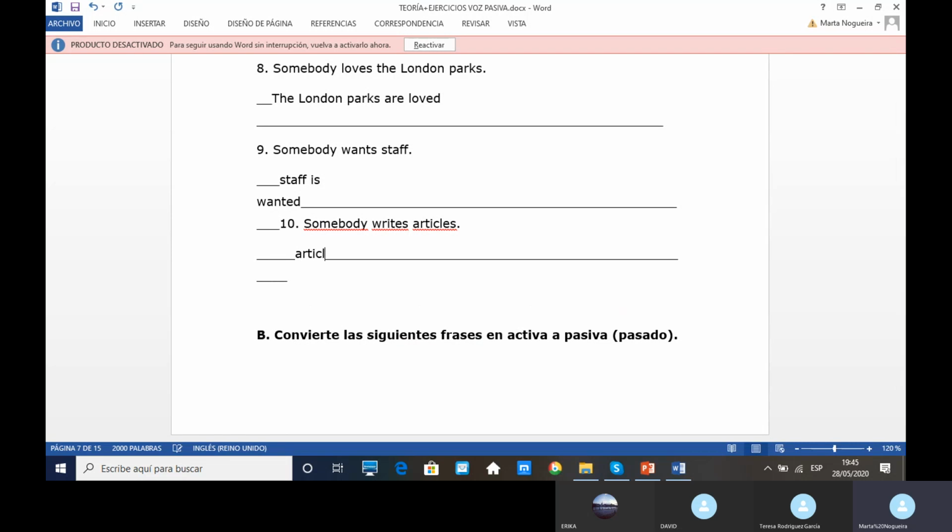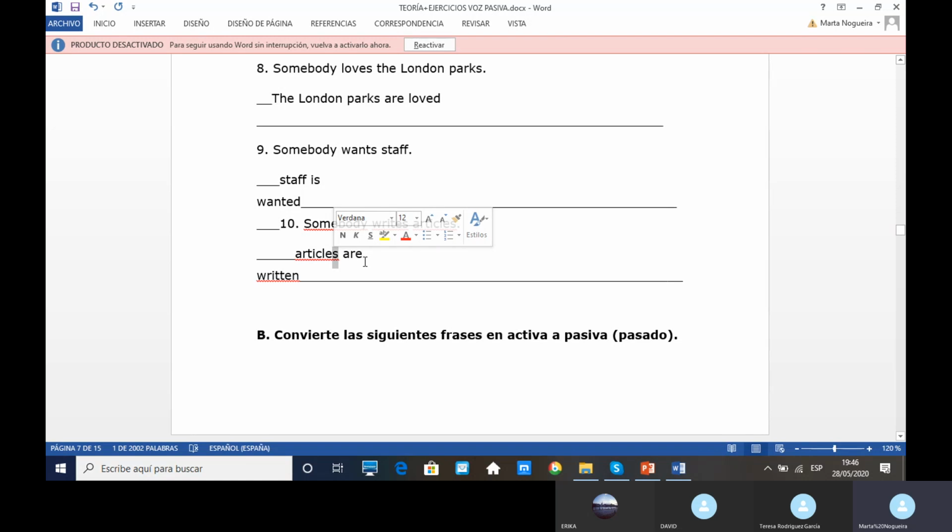Somebody writes articles. Articles are written. Okay. So be careful. That is why I told you to be careful with the conjugation, because somebody writes articles. This is the third person. But when you pass it, if you have an S in here, you have to put it in the plural. Okay, articles are written. Alguien escribe artículos. Artículos son escritos. Vale, por alguien. Podríamos poner by somebody. Pero normalmente si tengo somebody no pongo el agente. Ok.